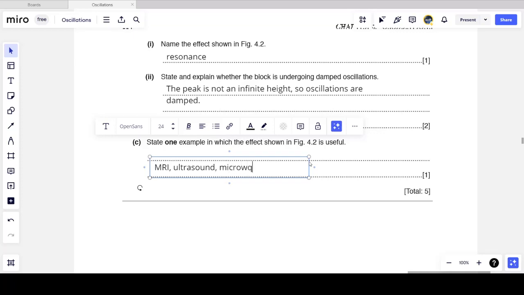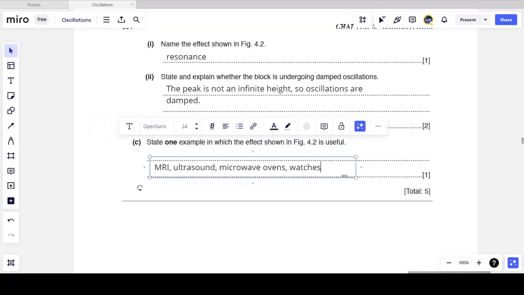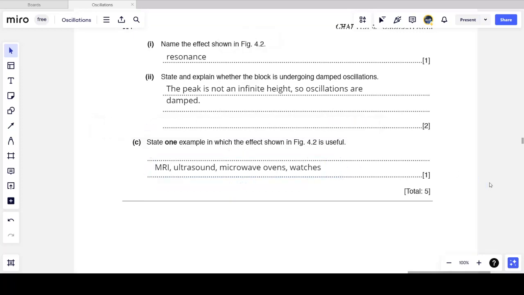Microwave ovens use resonance as well to make sure the energy of the microwaves is high, they have high amplitudes. And the quartz crystals that we use in analog watches also vibrate with resonance to make the effect more pronounced and make sure that our timing is correct. And so these are some examples, but there might be others.